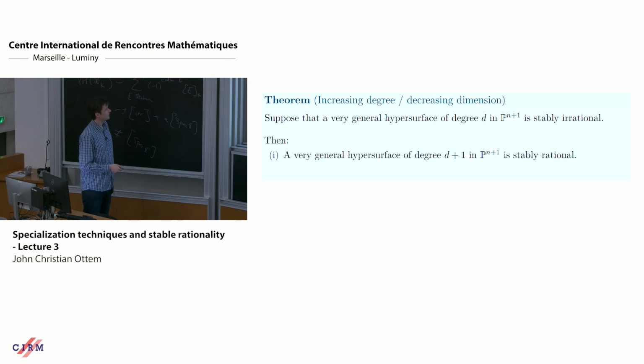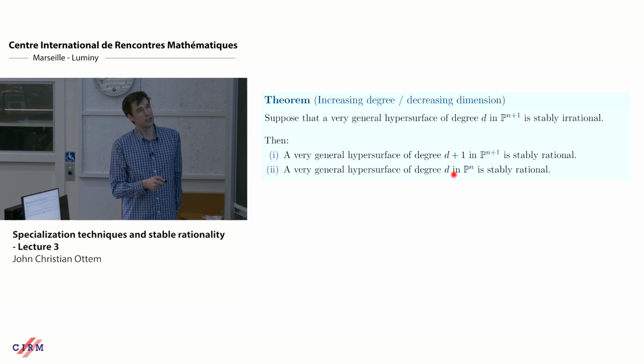Then, if you increase the degree, then this is also stably irrational. So if you know that a degree 4 hypersurface is irrational, then all of the higher degrees will also be. I mean, this is maybe not so surprising, because you're increasing the dimension, but it's not obvious that these rationality problems are related to each other.